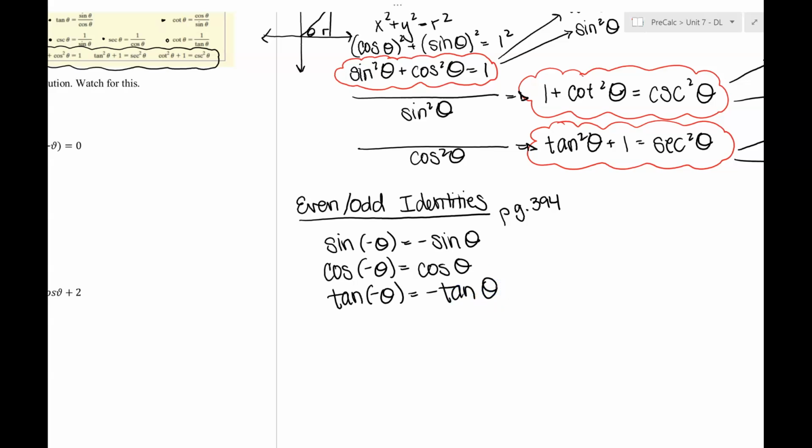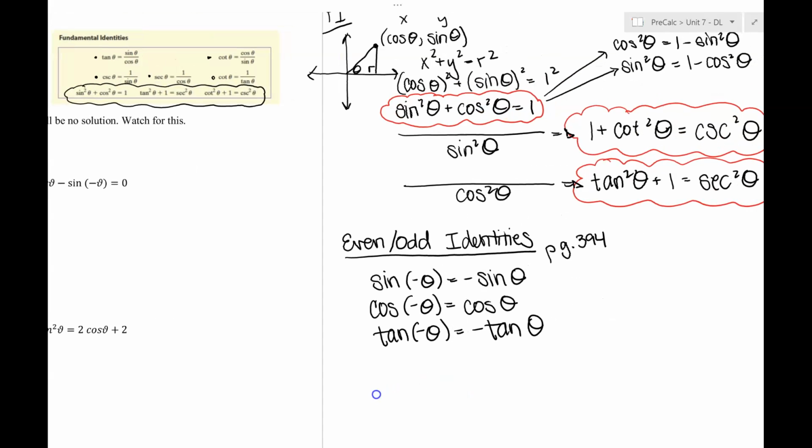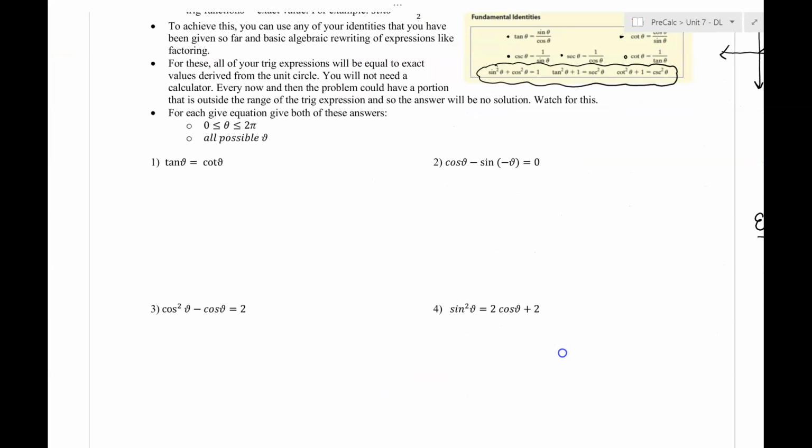So again, page 394 if you want more in-depth. If you need more in-depth, ask me. I'd be more than happy to do a separate video for you guys if we have a lot of people, or even if there's just one that needs that review. Okay, sweet. So let's take a look at it.